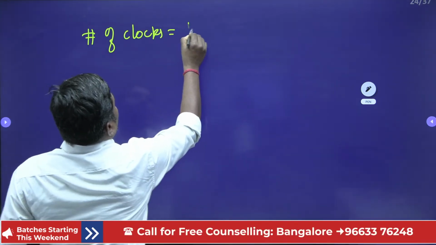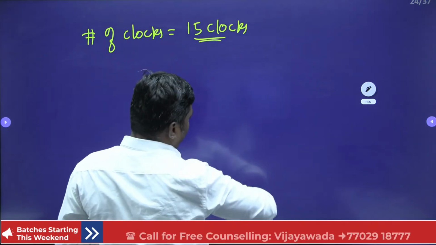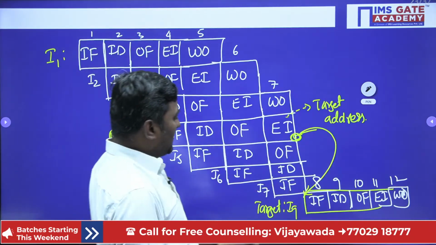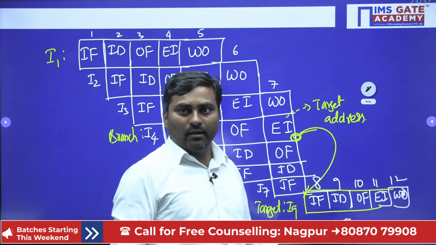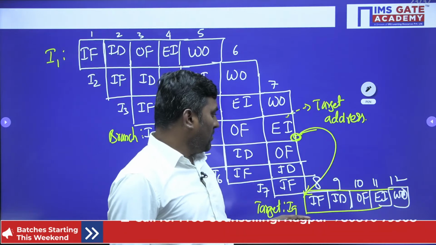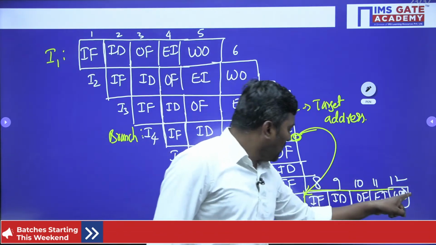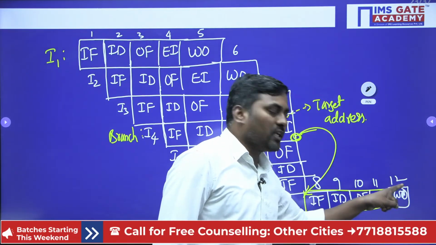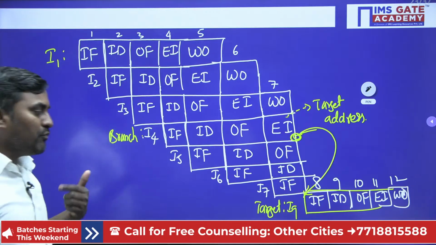Number of clock cycles required. How many? 15 clock cycles. I hope you understand this point. I hope you understand. See, space is an issue and I'm not able to write it all, but you understand the meaning. So the 12th clock, I9 completed; 12th clock I9, 13th I10, 14th I11, 15th I12.